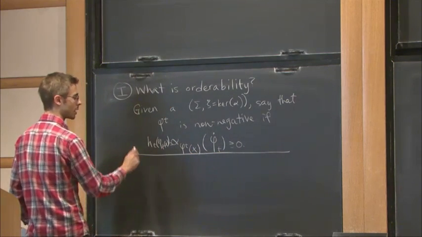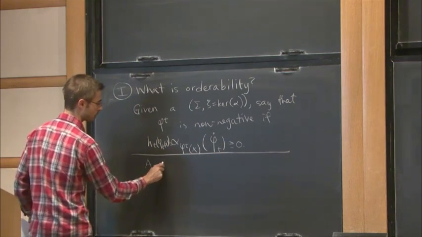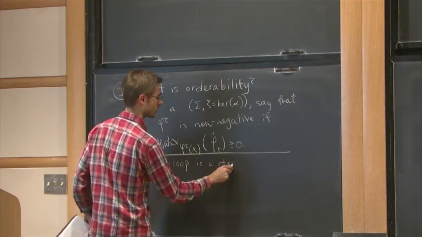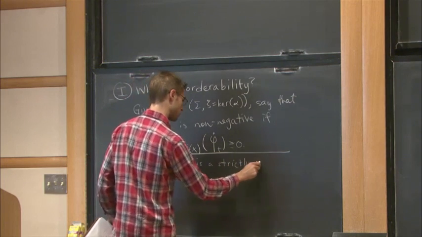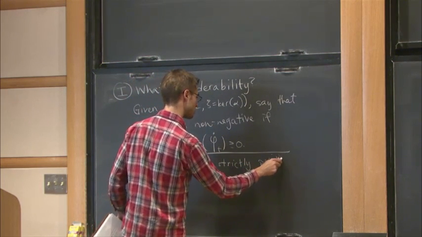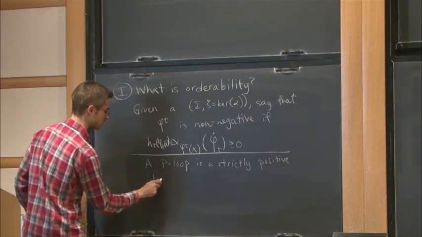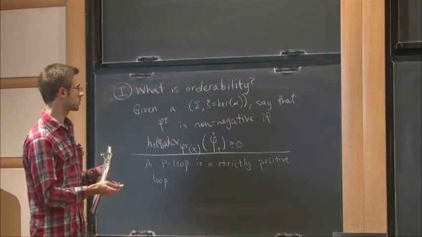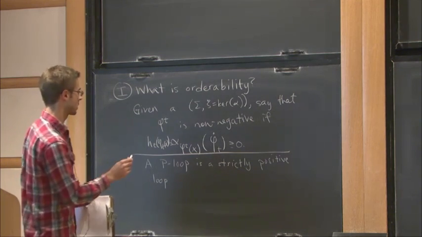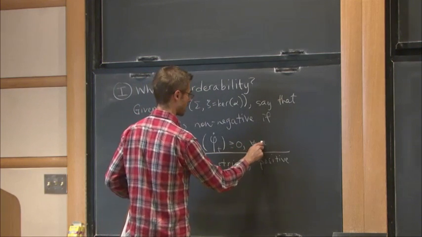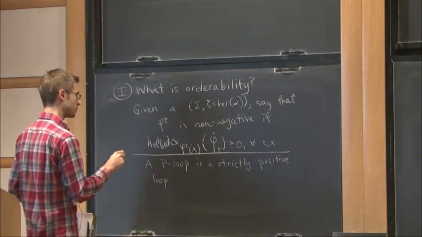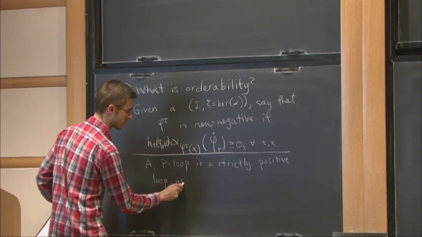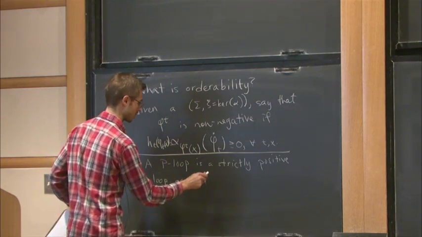So this is what non-negativity means, and I'm going to say that a p-loop is strictly positive. It's a contact isotopy, like all contact isotopy. So this is for all t and x. Strictly positive loop, and I assume that it's always based at the identity, which is just a convention.